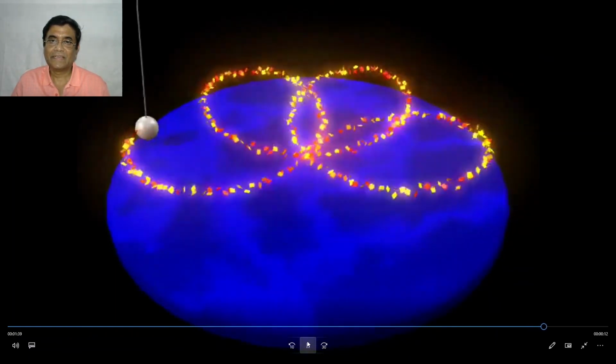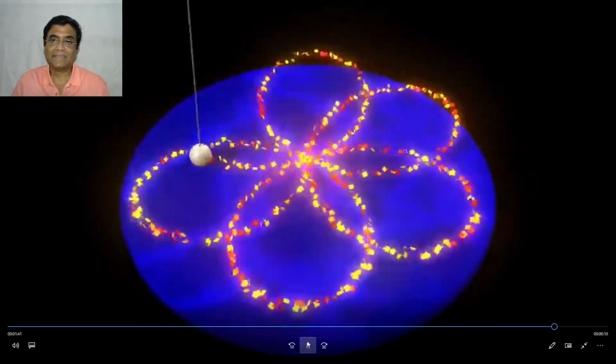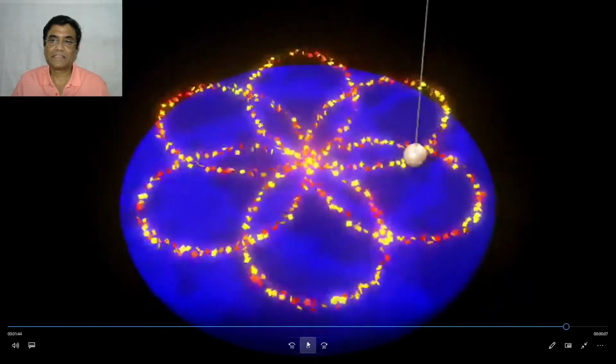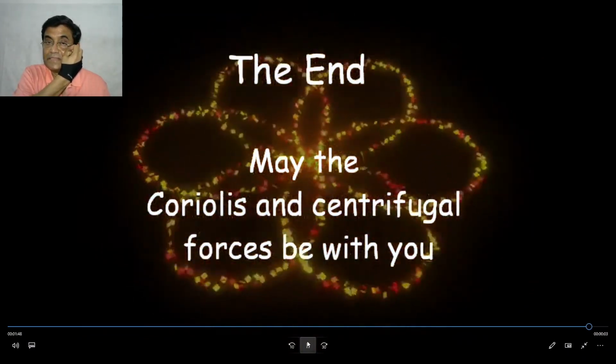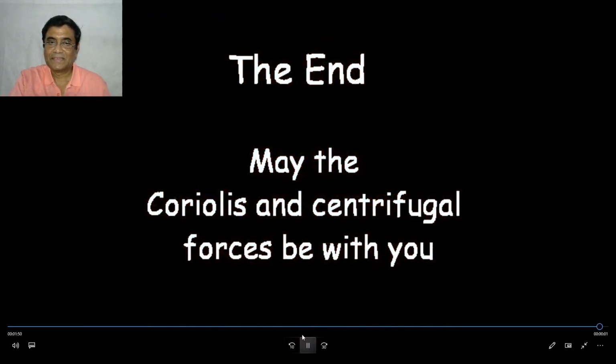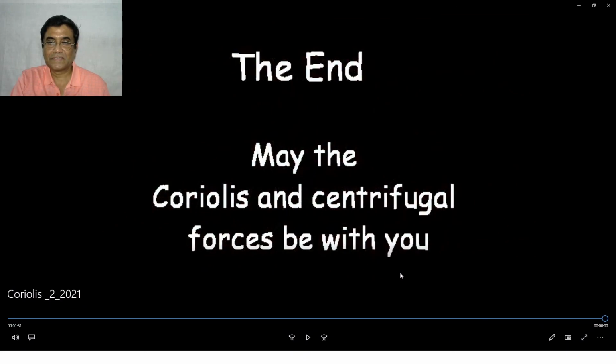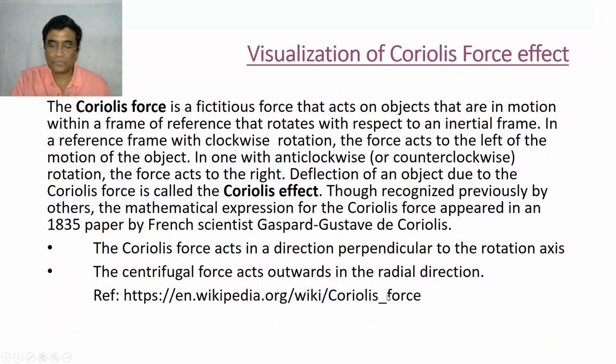Oh, beautiful, you see, when the period of oscillation of the pendulum is different from the period of rotation of the disc, then you get this kind of pattern. So Coriolis and centrifugal force are now well understood, I believe. So, that's it. That's our introduction to dynamics.